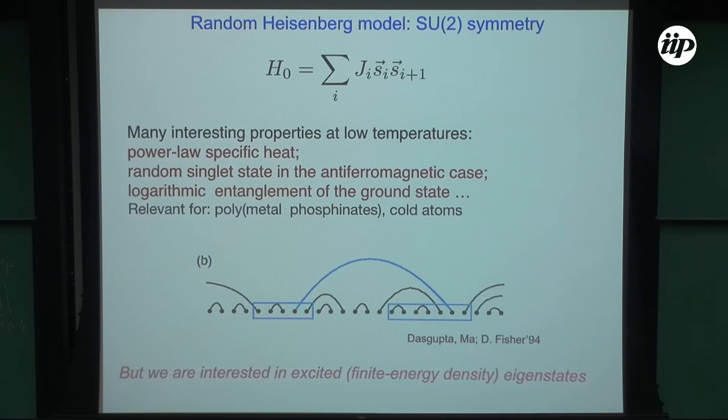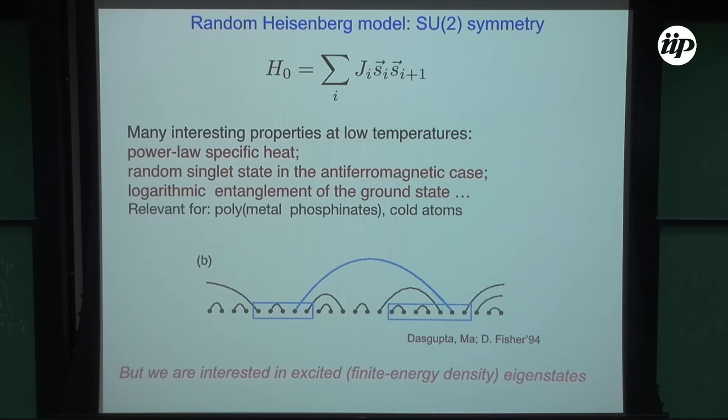Given that, it's natural to consider other symmetries, and this is a main object of my interest. So this is a Heisenberg spin chain without external magnetic field, where all the disorder is in the couplings. And I will assume the disorder in the couplings is strong. I will describe my particular model of disorder later.